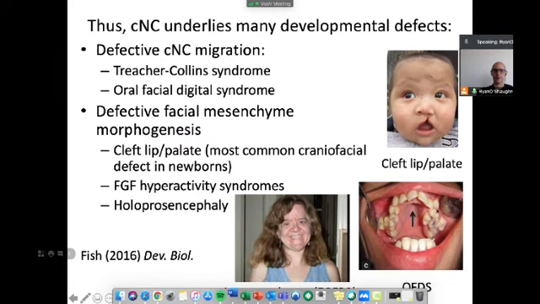Such as Apert syndrome, as we see here. And down the bottom panel here we can see the defective patterning of the teeth in this oral facial digital syndrome, which is caused by incorrect migration of these neural crest cells. In extreme cases where we get defective facial mesenchyme morphogenesis, we can get holoprosencephaly, in a similar manner to when Sonic Hedgehog is inactive during development.